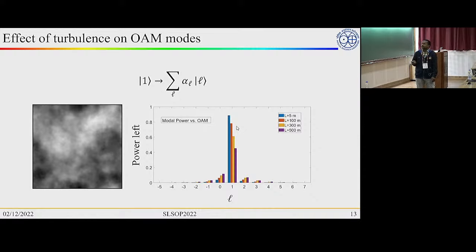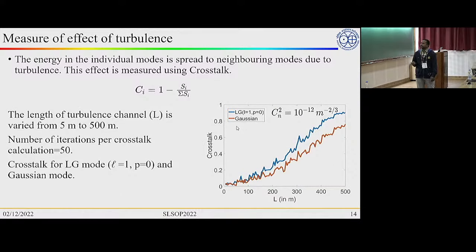Okay. So moving forward, this is one of the calculations that I did with my summer student, where if you have some turbulence effect, you need to quantify it. So I use this parameter crosstalk, which says how much intensity is left in that particular mode after the turbulence. I chose the length between 5 meter to 500 meter. I took 50 iterations because some of the turbulences do not give so much effect on the mode. Some of them will give less effect on the mode.